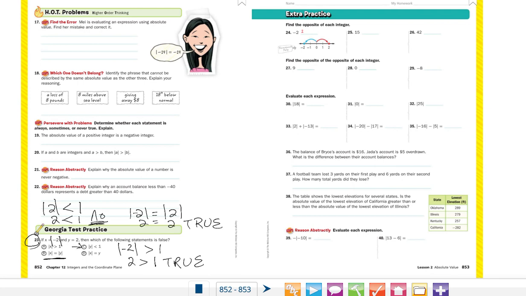I think this is going to be the answer, but let's look at D. The absolute value of x, which is the absolute value of negative 2, does it equal 2? The absolute value of negative 2 is 2, and 2 does equal 2, so that's true also. So the correct answer is C.